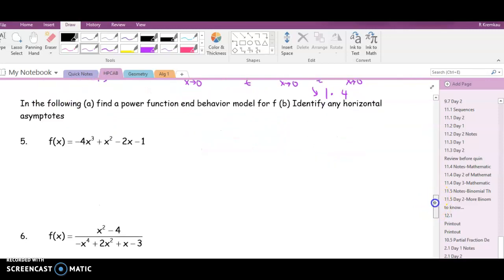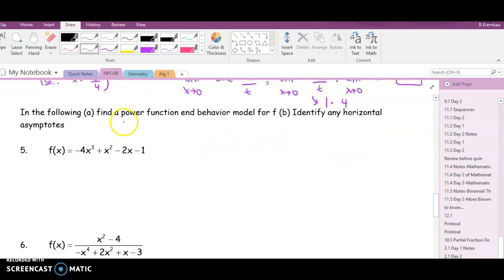Number 5 and 6 are going to deal with something called a power function and behavior model. This is going to be pretty simple to do. We're going to be finding the power function for f of x equals negative 4x cubed plus x squared minus 2x minus 1. When you're dealing with a power function, if it's just a single function like this, there's no denominator or anything, you're just going to take the very first term. Once it's in descending order, take the very first term. So it's going to end up being y equals negative 4x cubed.